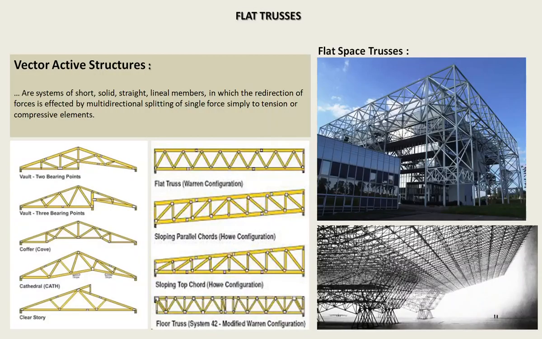So what is the vector active truss? Vector active structures are systems of short, solid, straight linear members in which the redirection of forces is effected by multidirectional splitting of a single force simply into tension or compression elements. And by the way, when you click on some photos, you can access websites from here, as you can see.